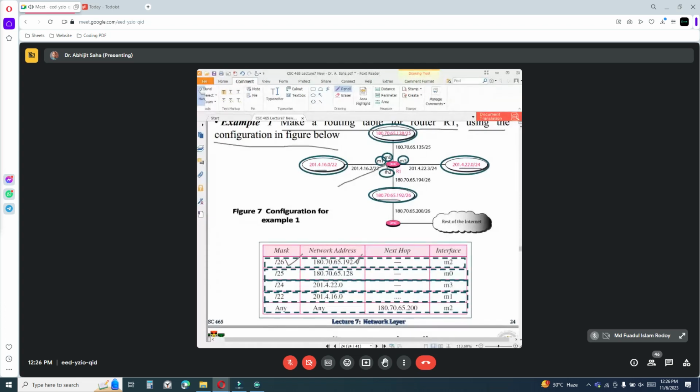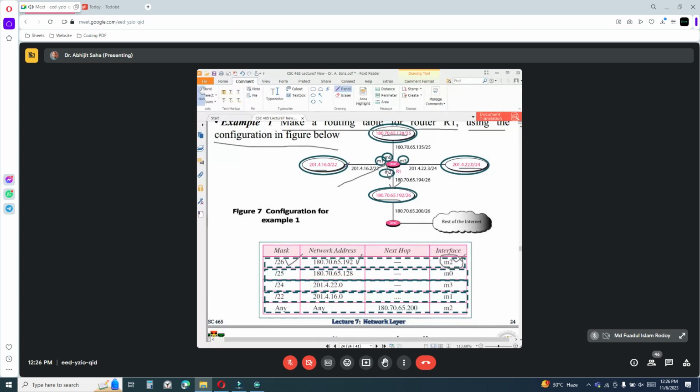180.70.65.192. So that is what you have written. For going from R1 to this network, do you need any next hop? No, it is the direct neighbor. So you are not writing any next hop. This is the interface number for reaching from R1 to this network. The interface number is M2. So you are adding the interface number M2.